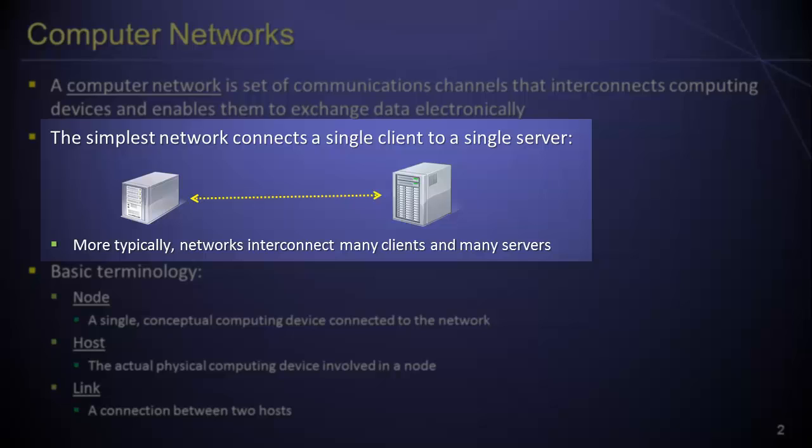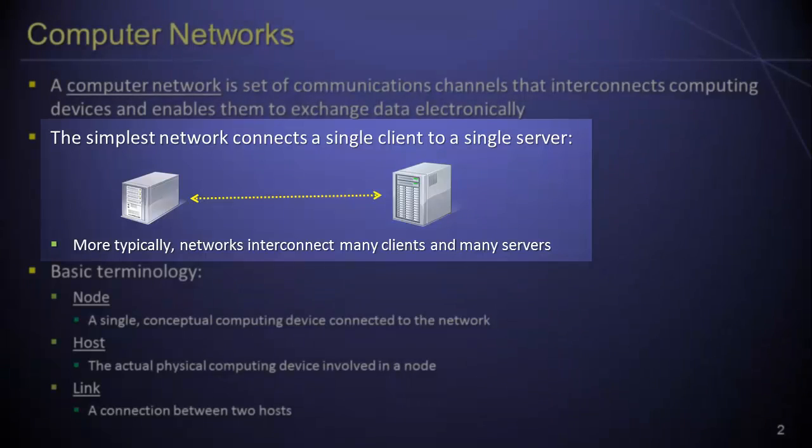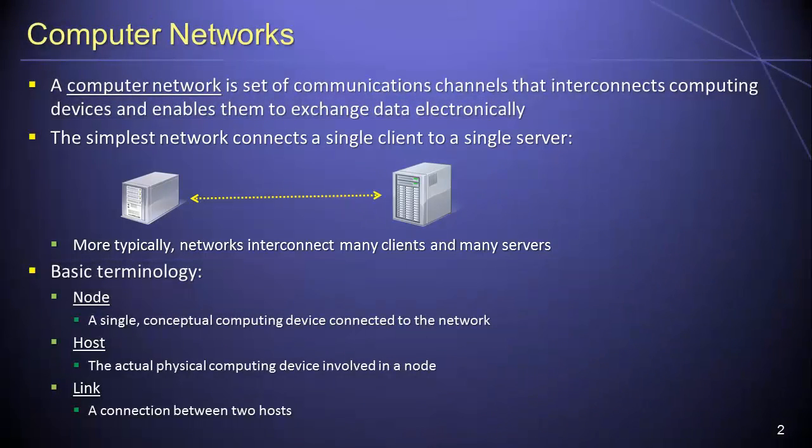The true power of computer networks emerges when many computing devices are able to communicate with each other, and for this reason, networks are typically characterized by many different clients being connected to many different servers. When discussing computer security in the context of networks, several other terms besides client and server are commonly used to describe different parts of a network.